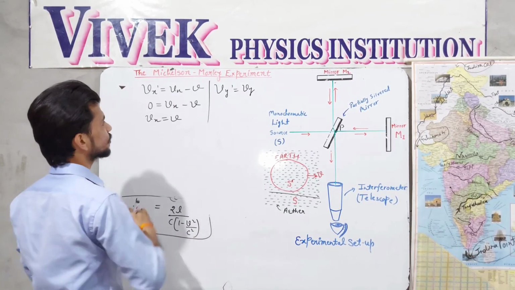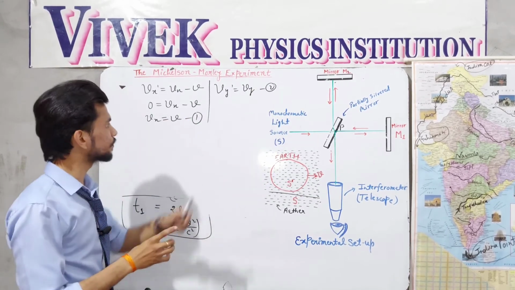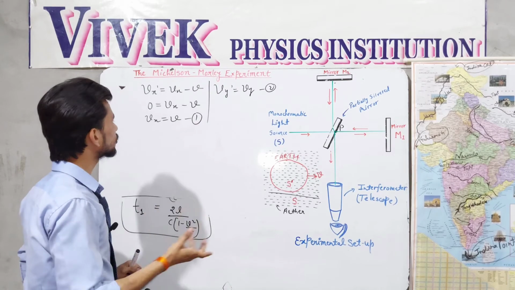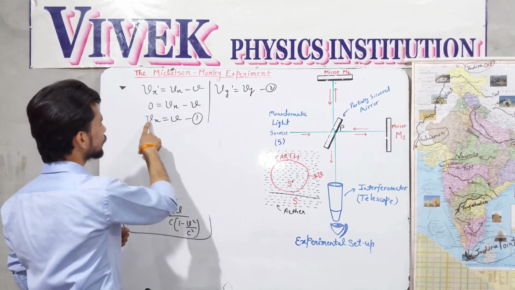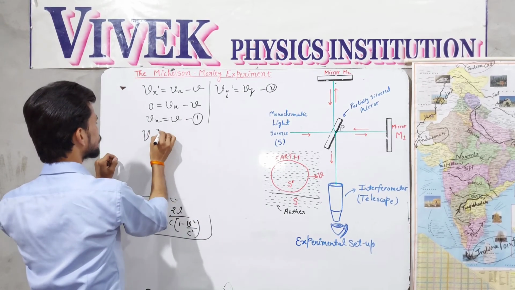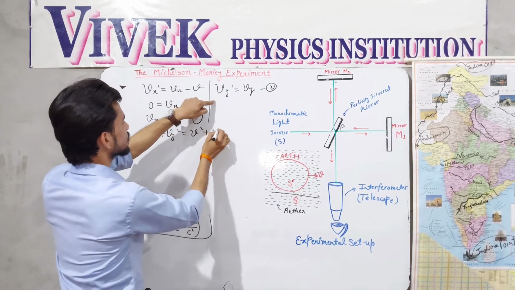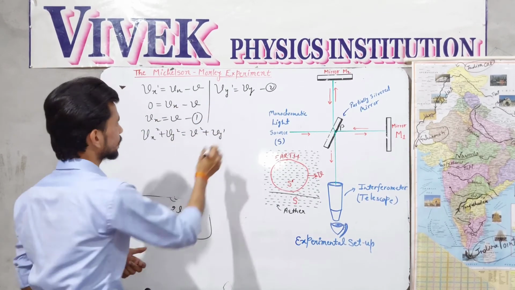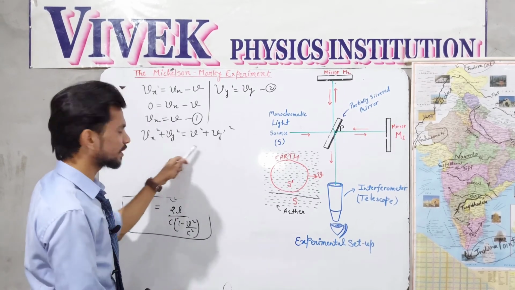So from these two equations I can find the Vy prime. In order to do that, I am squaring and adding equations 1 and 2 with each other. So Vx square plus Vy square I will get from here, and that will be V square plus Vy prime square. Okay, so up till now we have this value.